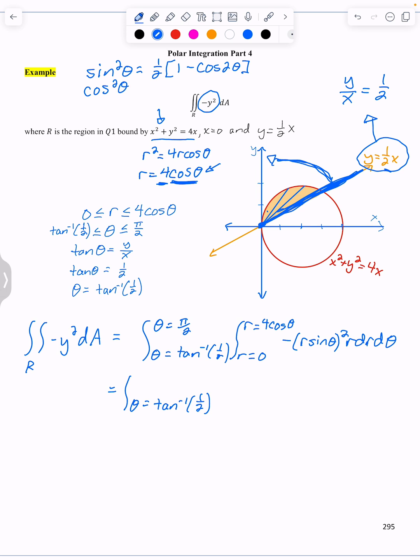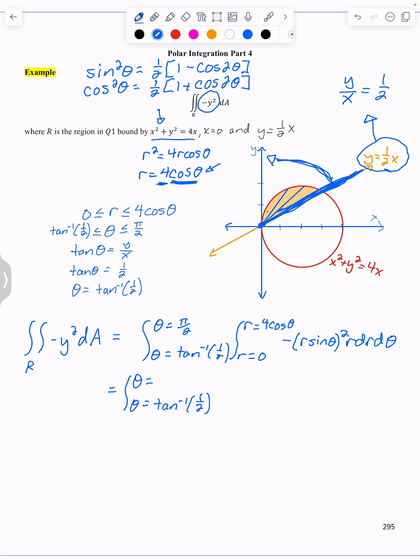Reduction formula for sine squared. I just forget which one's plus, which one's minus. I was right. Okay, so that's minus, and then if you have a cosine squared, you get 1/2 times 1 plus cosine 2 theta. If you want to do this by hand, you're going to use those in a bit.